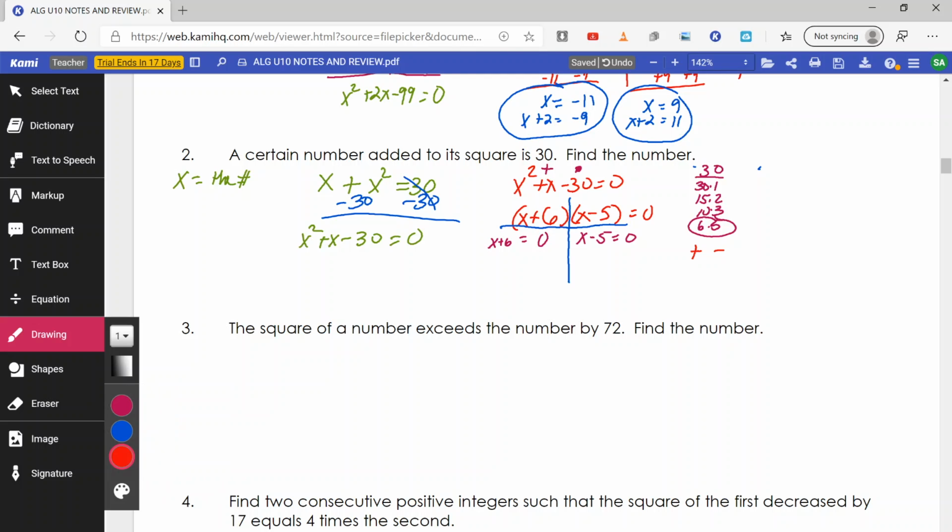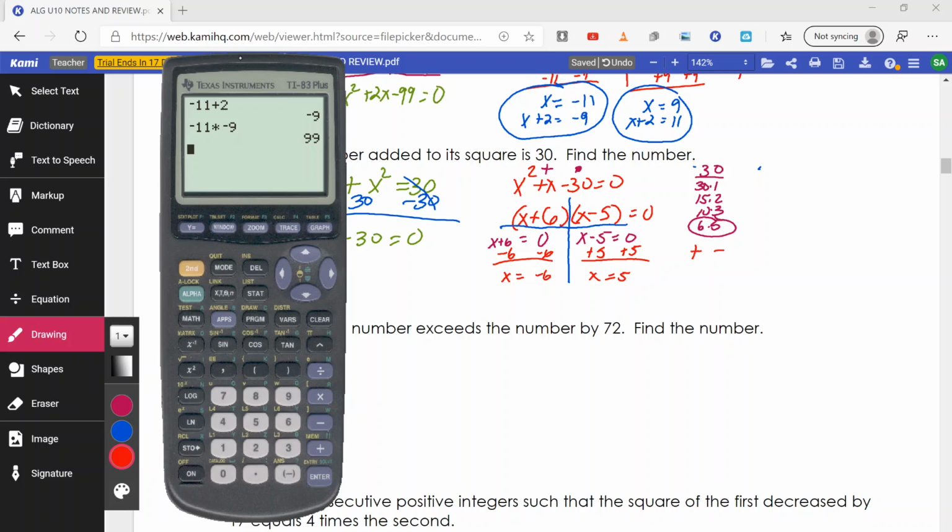So if I subtract 6, I end up with x equals negative 6. And over here, I add 5, and I get x equals 5. So again, like up above, we end up with two possible answers, so we need to see if one doesn't work. So a certain number added to its square.